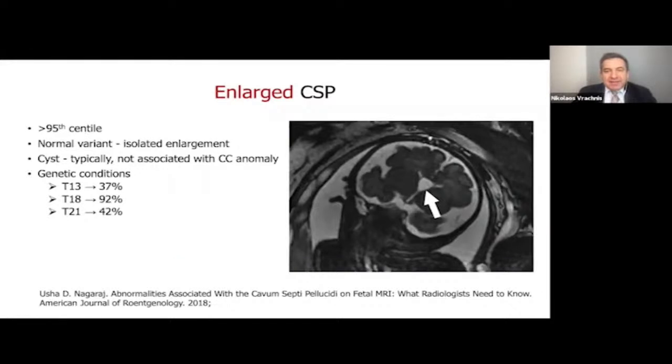Sometimes we may have an enlarged CSP, where a cyst may also be associated with this enlargement of the CSP. It can be a normal variant, should be more than 95th centile if we measure the CSP and put it on the charts shown earlier. The cyst is not associated with a corpus callosum anomaly. We need to do CGH arrays because genetic conditions may be underlying.